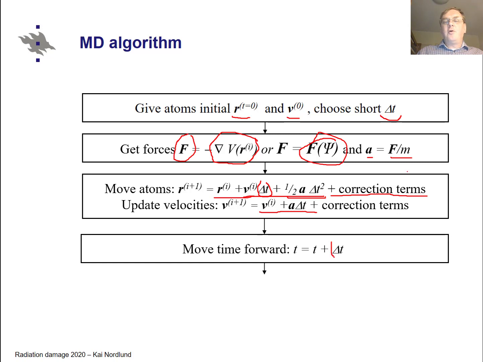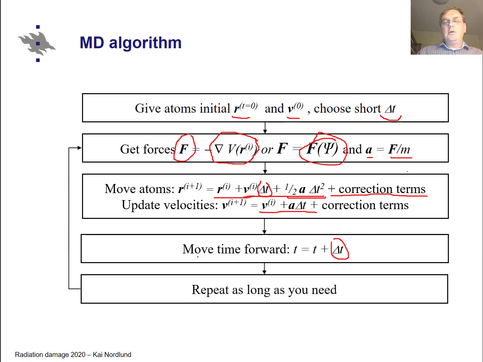Then you move the time forward by this delta t, and this is just a very similar linear scalar operation, and then you repeat. So the basic idea, as I said, is very simple. You get the forces in the new positions, get the accelerations in the new positions, then you again solve the equations of motion, move the time forward again, and then you keep doing this.